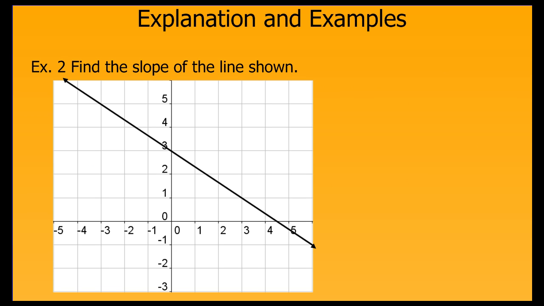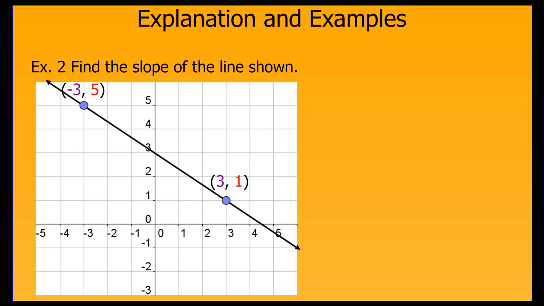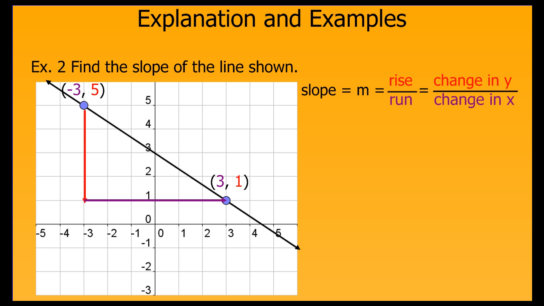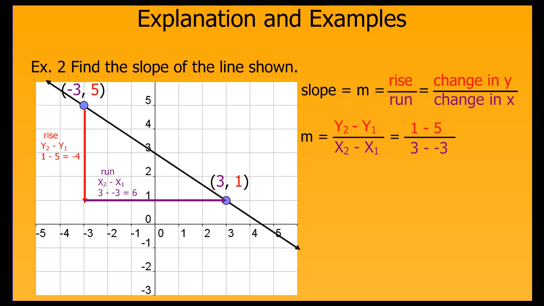Let's go through the process again for this line. We pick 2 points that are easy to work with. In this case, I picked (-3, 5) and (3, 1). But again, keep in mind you can pick any 2 points. First, we recall our definition for slope, and then we use our formula and substitute 1 in for y2 and 5 in for y1. Then substitute 3 in for x2 and -3 in for x1. When we set that up as rise over run and simplify, we get a slope of -2/3.